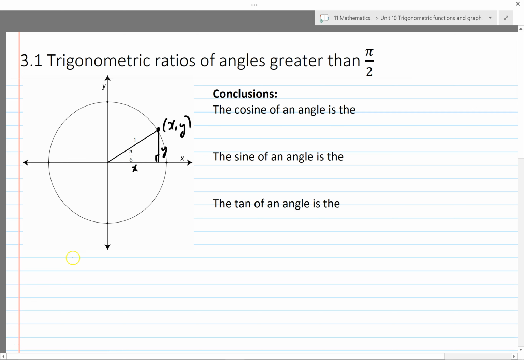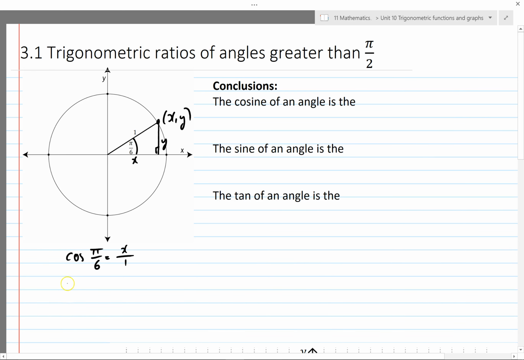So I want to know what's cosine of, say, pi on 6. So I'll use my trig rule, adjacent over hypotenuse. So from the point of view of pi on 6, x is adjacent and 1 is hypotenuse. Okay, so let's have a look. Cosine of pi on 6, x divided by 1 is just x. So cosine of pi on 6 is just the x coordinate of this point. So in these little conclusions, we're going to write the cosine of the angle is the x coordinate of the point on the unit circle.